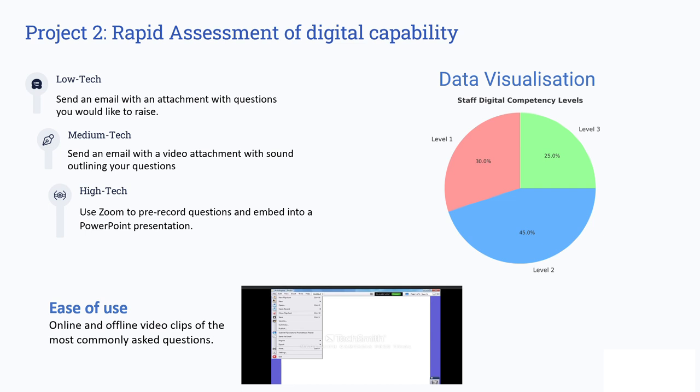So the first thing I had to do was a rapid assessment of digital capability of the teachers. I split it into three categories. Low tech: I asked teachers to send an email with an attachment with questions that they would like to raise. Medium tech: send an email with a video attachment with sound outlining your questions. And high tech: use Zoom to pre-record questions and embed into a PowerPoint presentation.